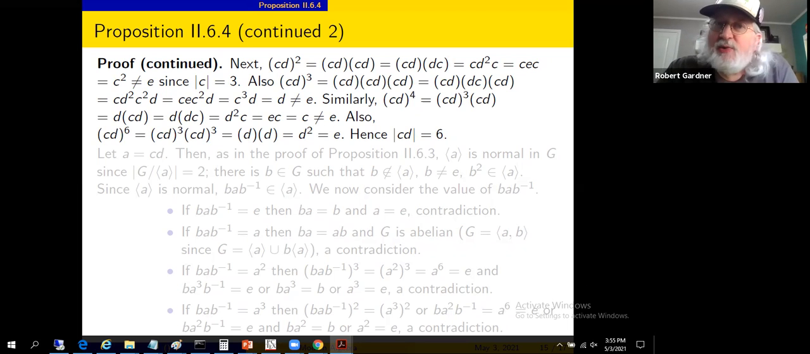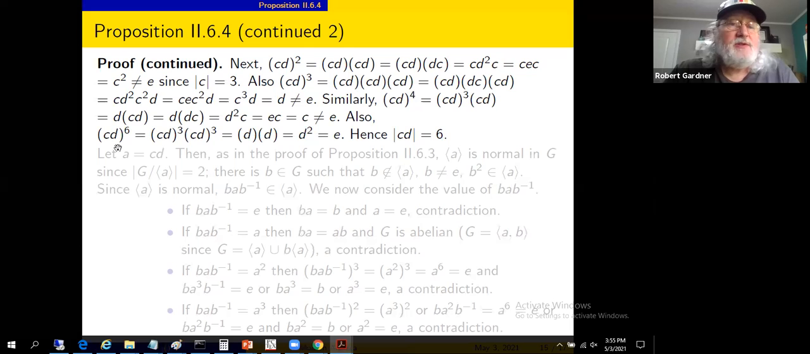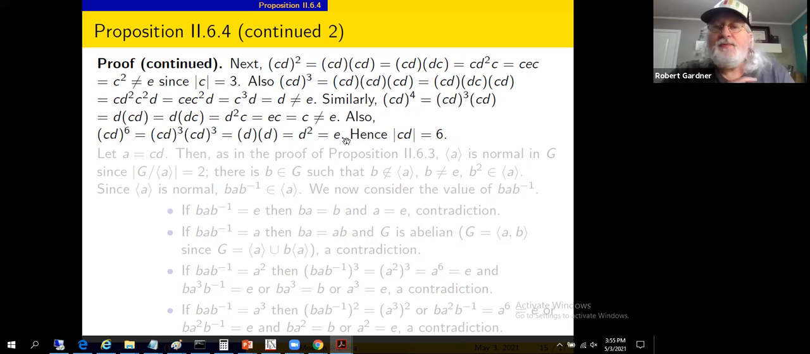We're checking the possible orders of element CD. Those possible orders were 1, 2, 3, 4, and 6, because they had to divide 12 and couldn't be 12. 1 didn't work on the previous slide. 2, 3, and 4 haven't worked. The only choice is 6. Just to make sure, let's take CD to the 6th power. That'd be CD cubed, CD cubed. We saw CD cubed equals D a couple lines back. So this is D times D, D squared. Yeah, D is an element of order 2, giving us the identity. And the order of this element CD must be 6.